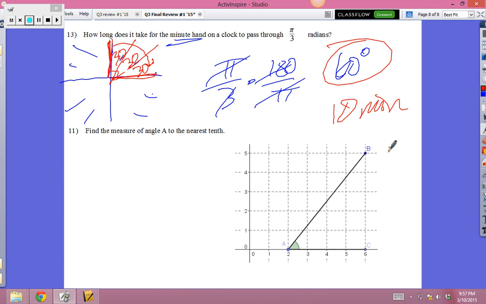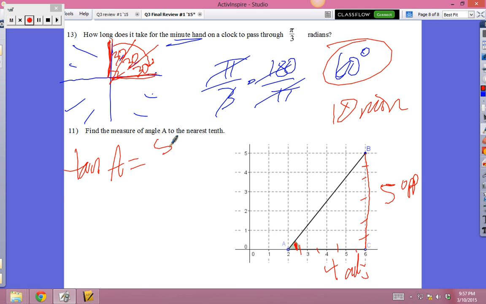Number 11. Angle A. Okay, let's make a triangle. This triangle is 1, 2, 3, 4 along the bottom, and 1, 2, 3, 4, 5 along the top. I'm positioning from A, so 5 is the opposite, 4 is the adjacent, and I know I'm going to use trig, opposite and adjacent. I'm using tangent. So the tangent of A equals opposite over adjacent.